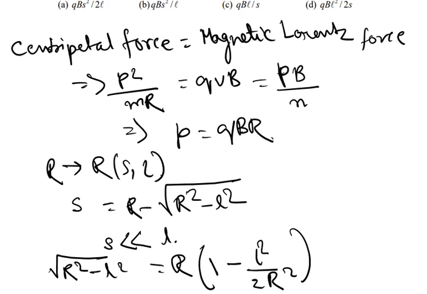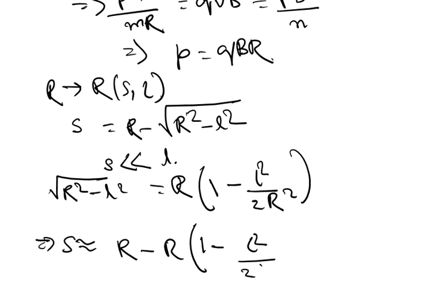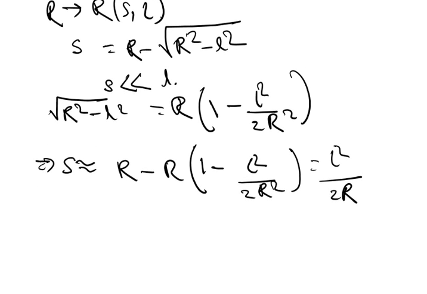Which implies that s is r minus r into 1 minus l squared by 2r squared, which is equal to l squared by 2r. Or we can write r equal to l squared by 2s.